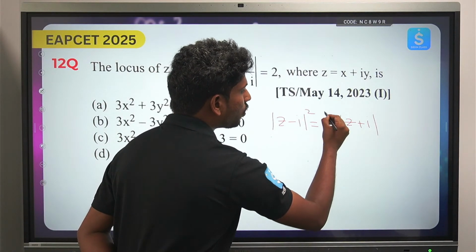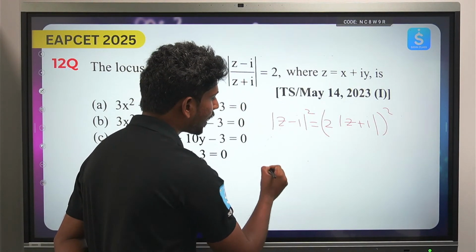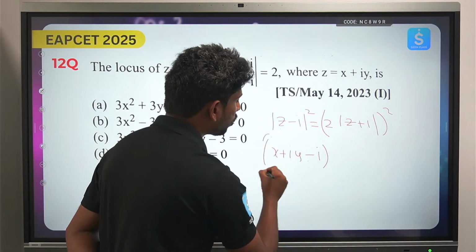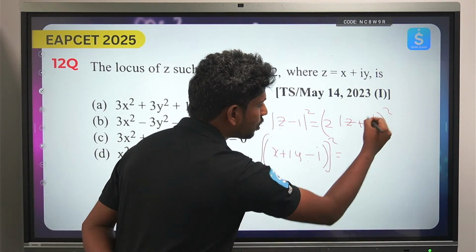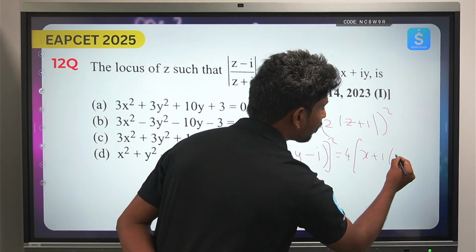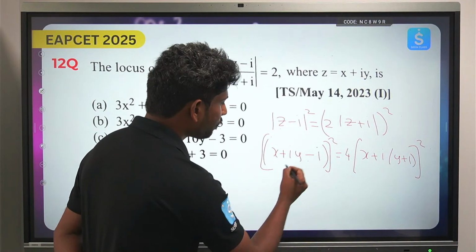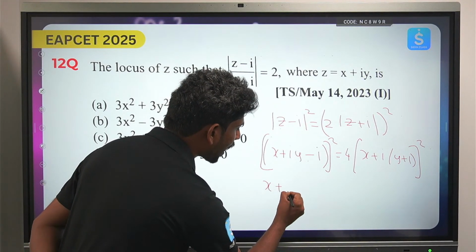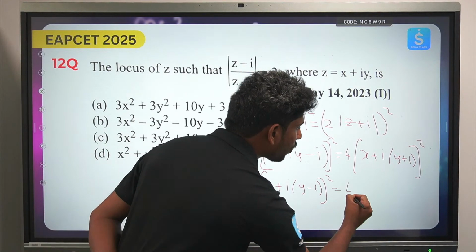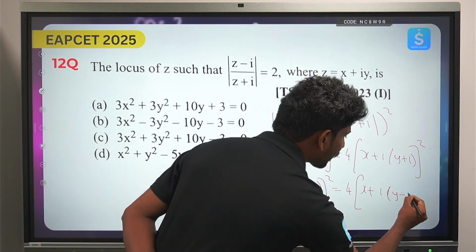So squaring on both sides, I will be getting mod z minus i whole square. z can be written as x plus iy minus i. Okay, so whole square of this is equals to 2 square, 4. So this will become x plus i times y minus 1 whole square, equals 4 times x plus iy plus 1 whole square.